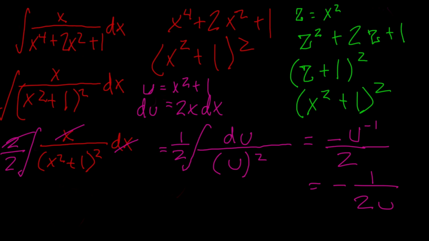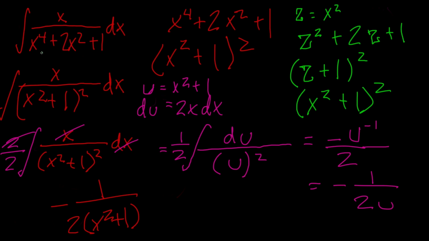Now we're going to sub back in the x squared plus 1, which is equal to u, and rewrite this. So our final integral, right, the integral of x over x to the fourth plus 2x squared plus 1, our final integral is going to be equal to negative 1 over 2 times x squared plus 1, right? You see how we did that?